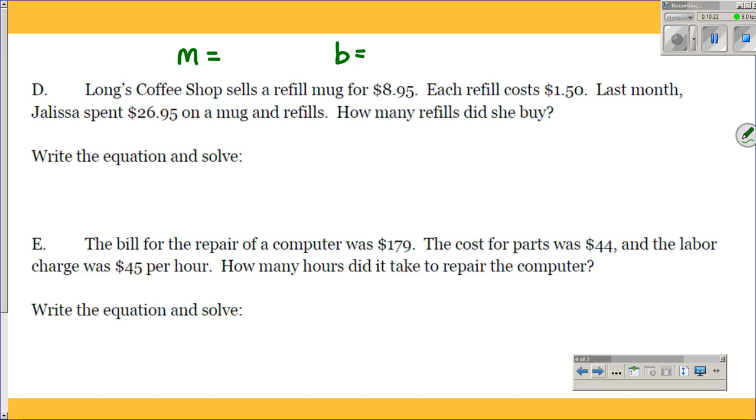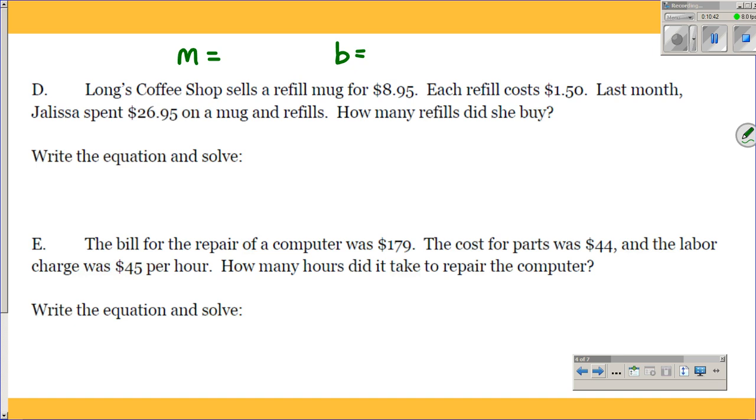So Long's Coffee Shop sells a refill mug for $8.95. Each refill cost $1.50. Last month, Jaleesa spent $26.95 on a mug and refills. How many refills did she buy? Write the equation and solve.